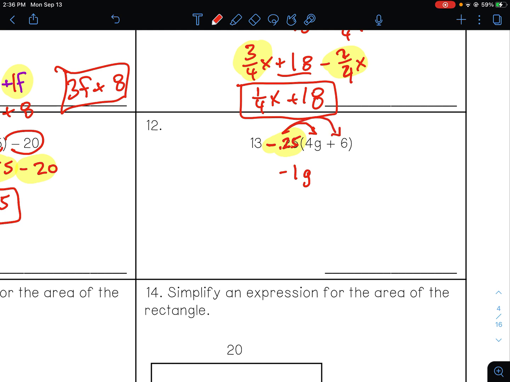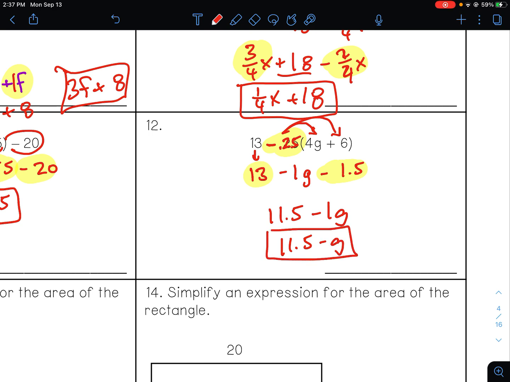Let's do negative 0.25 times 6. And that gets you a negative answer because a negative times a positive is a negative. And that's going to give us negative 1.5. And then let's bring down this 13. So 13 minus 1g minus 1.5. Okay, 13 and minus 1.5 are my like terms. 13 minus 1.5, that's 11.5. 11.5 minus 1g. Now you could have also written 11.5 minus g because g and 1g mean the same thing.